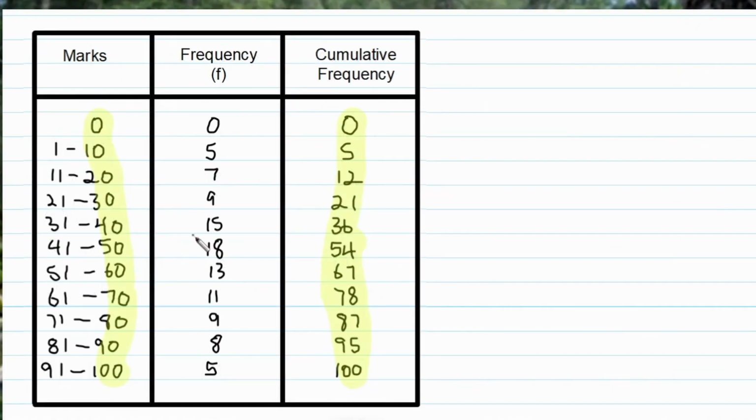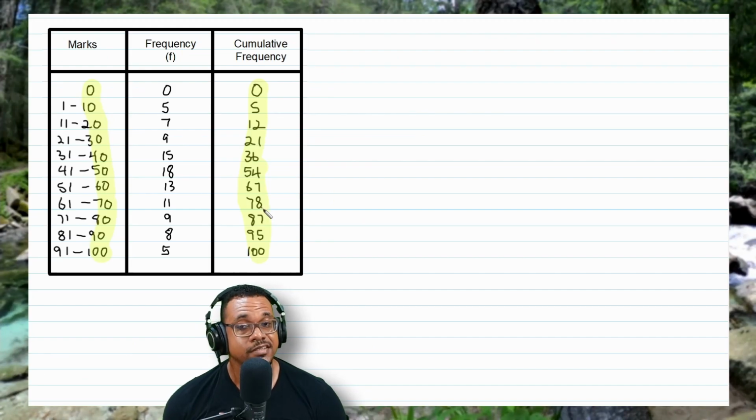So here I have a table with some marks and I have some group data here. I worked out the cumulative frequency already. And I'll put a link in the description where I worked out this cumulative frequency and drew the cumulative frequency curve, because we are going to use the cumulative frequency curve here.